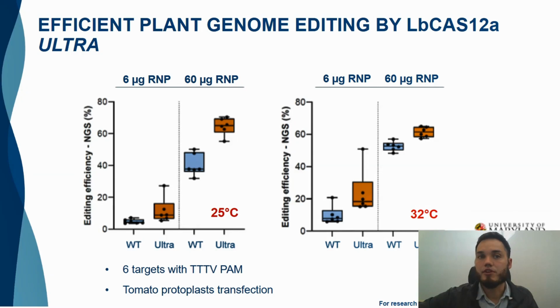Similar to our previous effort with the AsCas12a protein, the LB-Cas12a Ultra protein, intended for use in agricultural editing, demonstrates improved editing efficiencies relative to the wild-type protein. We demonstrated that here with collaborators from the University of Maryland with 6 TTTB PAM targets in plant protoplasts at low temperatures of both 25 degrees Celsius and 32 degrees Celsius. Here, the LB-Cas12a Ultra protein shows improved efficiency at all conditions compared to the wild-type protein.